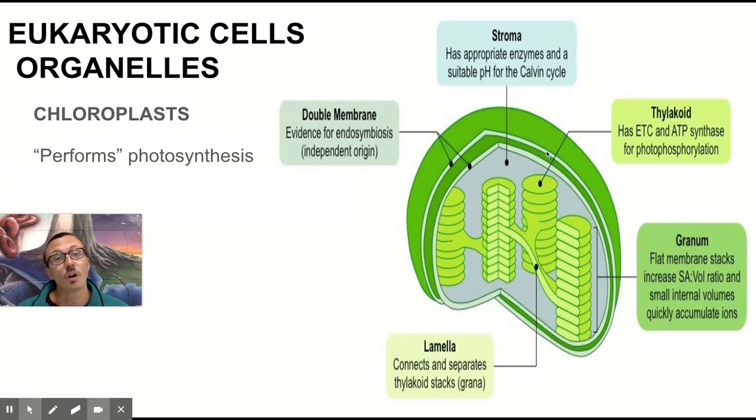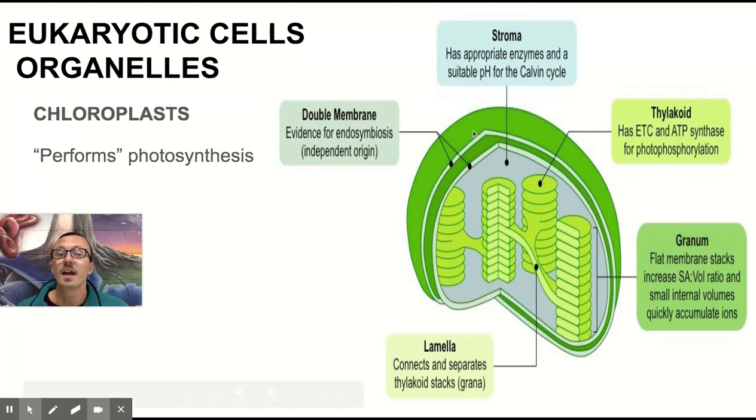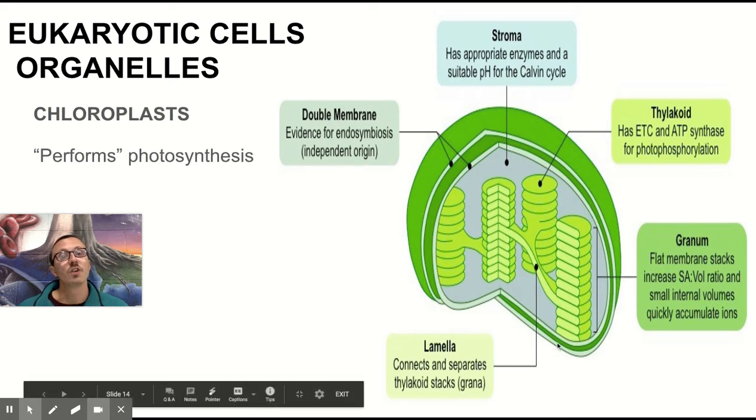Now, the chloroplast also has its own DNA and its own ribosomes. It's also capable of self-replicating, and so it also fits into that endosymbiotic theory, in that the chloroplast may have been at one point its own photosynthetic prokaryote.